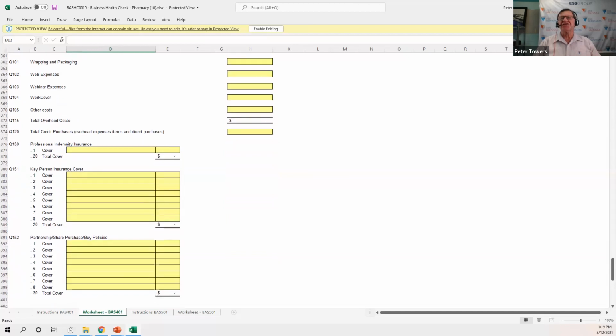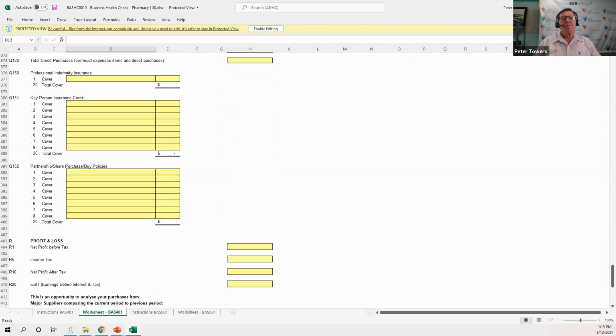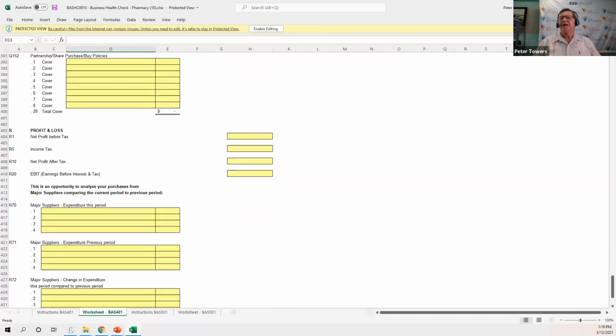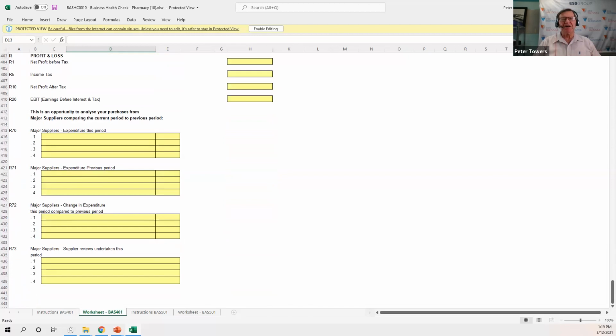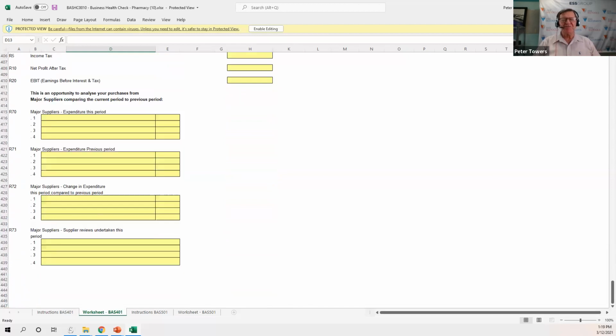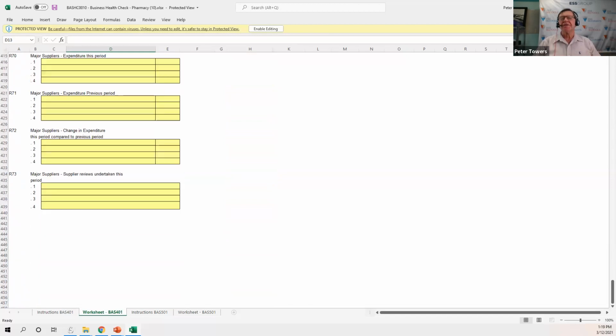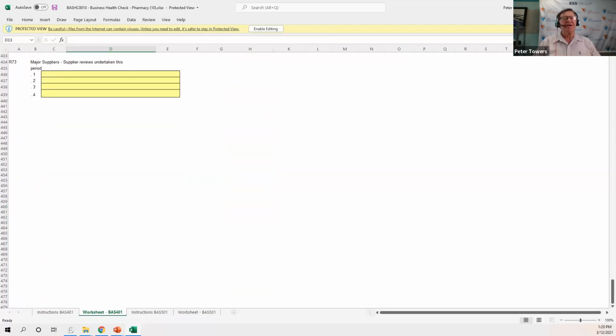Some analysis on insurance covers. Some analysis then on profits. Some analysis on major suppliers. How much did they spend this period? What was it the previous period? Why the changes?